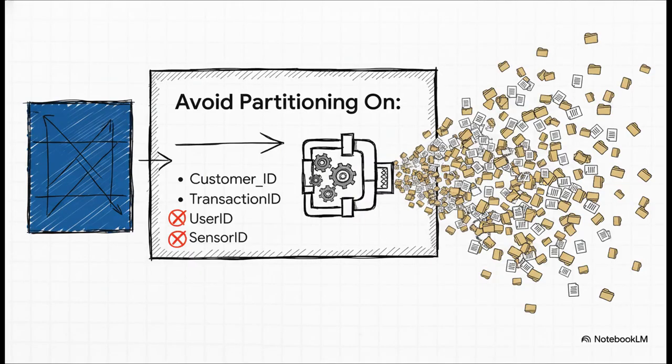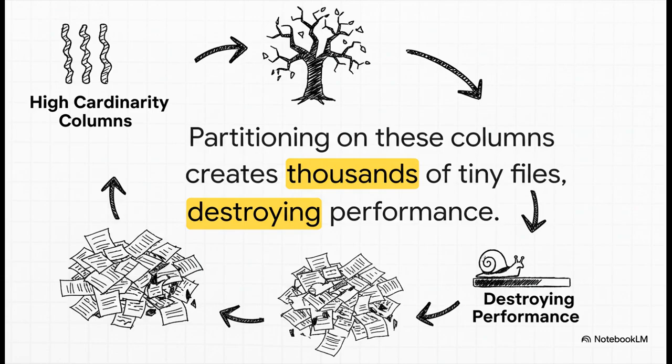And this is the real trap, because it seems so intuitive. You're probably thinking, well, I query by user ID all the time, so I should partition by user ID. But think about it. If you have millions of users, you're literally telling the system to create millions of folders. And a lot of those folders are going to have just one or two tiny files inside. And boom, there it is. That's the culprit. Partitioning on a high cardinality column is the absolute fastest way to create that pile of receipts we talked about. You've accidentally designed the exact problem you were trying to fix, and it leads you right back to those painfully slow queries.